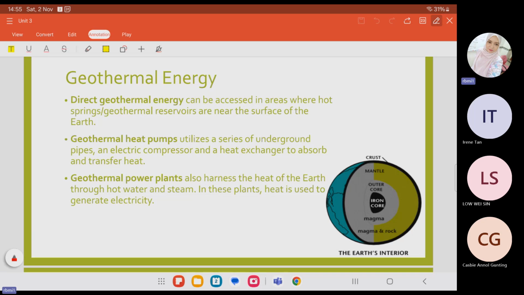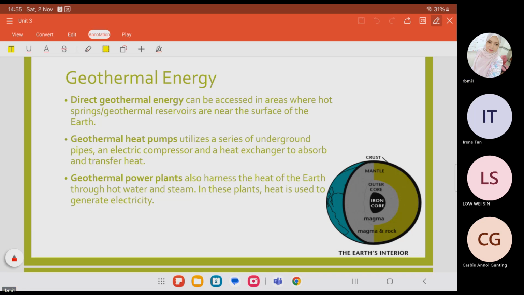Direct geothermal energy can be accessed in areas where hot springs or geothermal reservoirs are near the surface of the Earth. The thermal energy is stored in rocks and fluids in the center of the Earth. Geothermal energy is heat energy from the Earth, from the words geo, meaning earth, and thermal, meaning heat. Geothermal resources are reservoirs of hot water that exist, or are human-made, at varying temperature and depth below the Earth's surface.